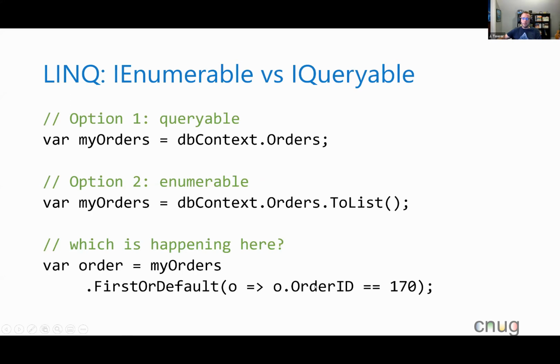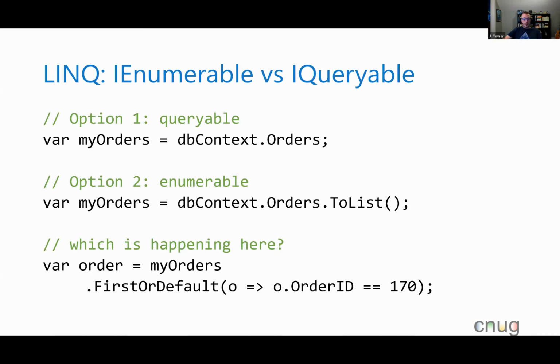Now I'm basically looping over all of those things in memory and looking for order ID 170 when I run this FirstOrDefault. So that's a pretty significant performance difference, both in what I pull over the wire from the database, how much memory I use for this query, and even the performance of finding order ID 170. You could imagine if your orders table had millions of records in it, this could potentially bring your application down, just with the sheer amount of network traffic and memory used, doing it as IEnumerable.